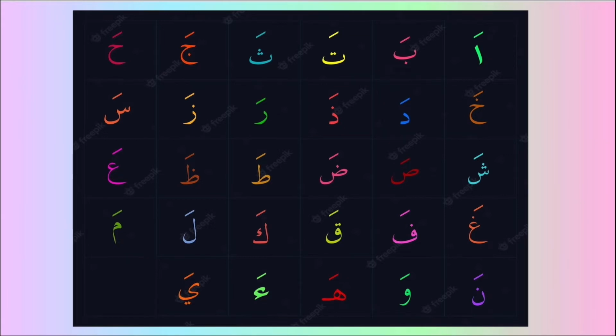Let's revise all together now. Alif fatha a. Ba fatha ba. Ta fatha ta. Tha fatha tha. Jim fatha ja. Ha fatha ha. Kha, da, za, ra, za, sa. Sheen fatha sha. Sod fatha saw. Dod fatha daw. Ta fatha taw.